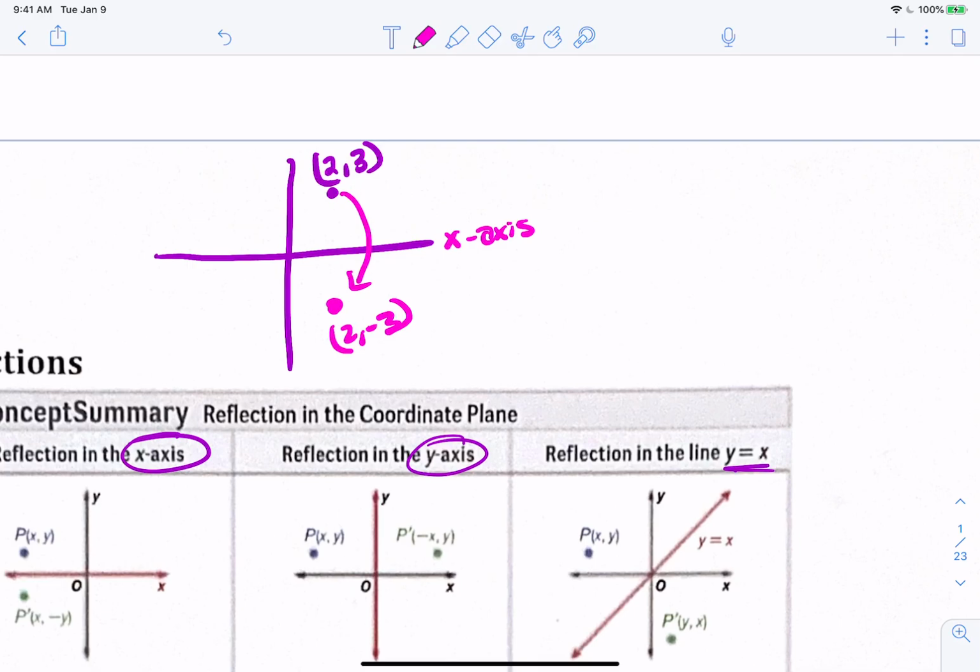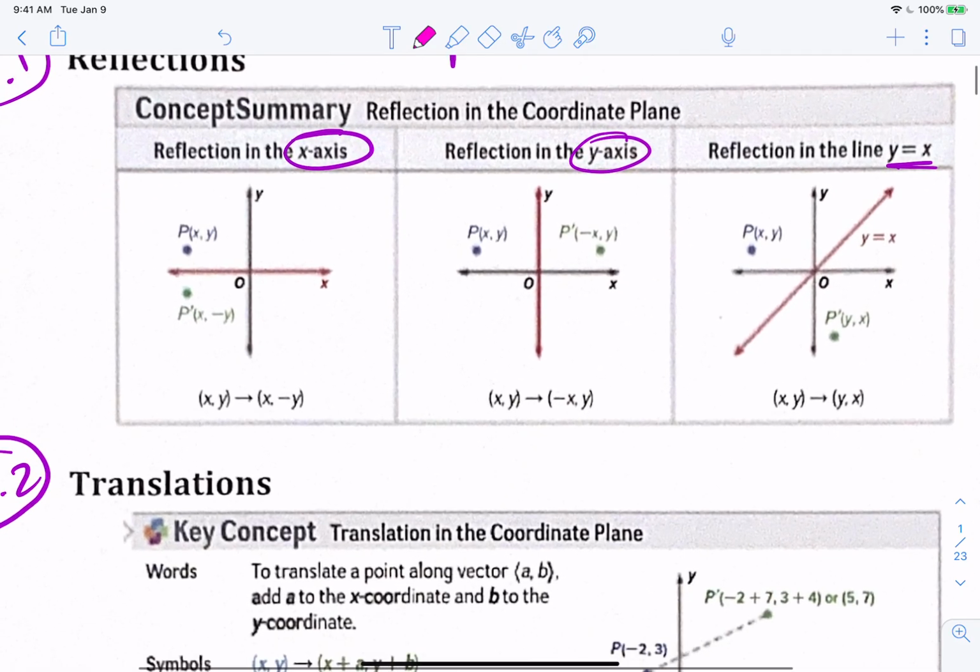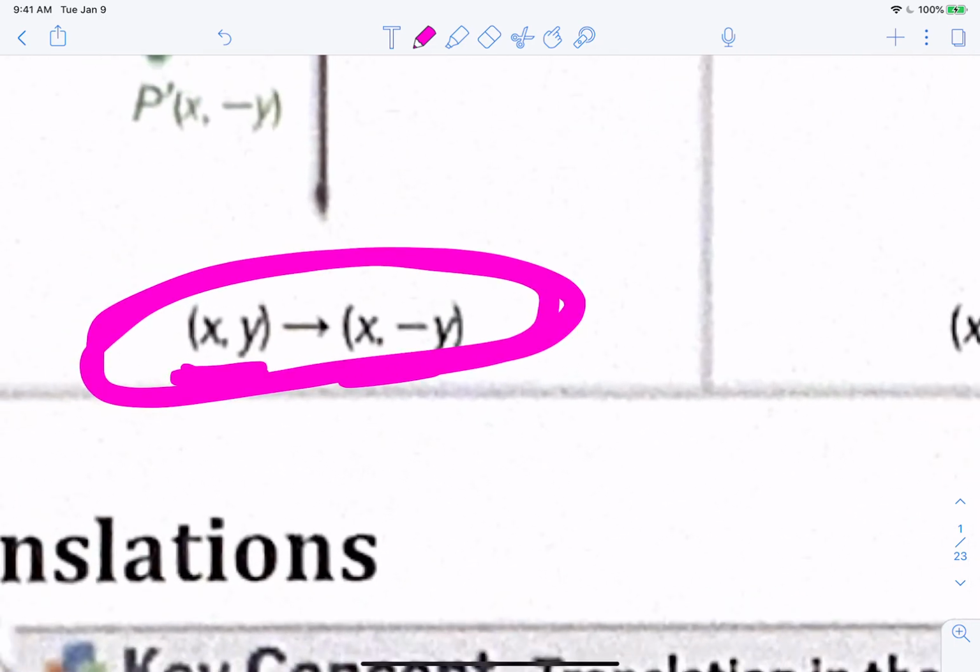Now, when I reflected it across the x-axis, what changed? The y-coordinate changed, right? So x-axis, the y-coordinate changed. That's the rule. (x, y) will become (x, -y). Circle that on your sheet because that's the important part. Okay, when you're going across the x-axis, the opposite one becomes negative.